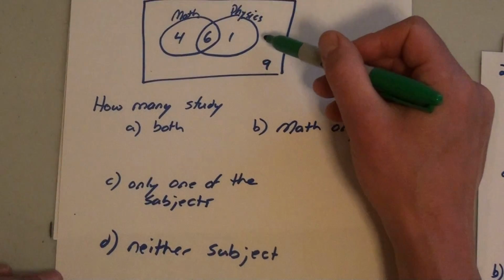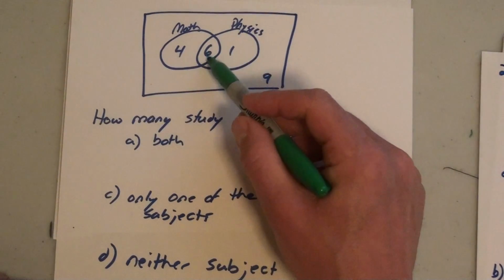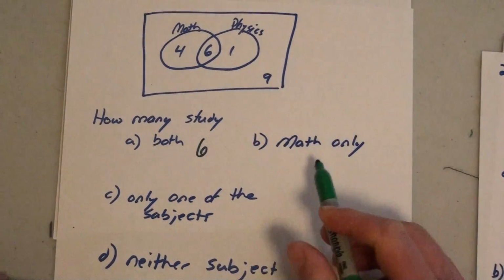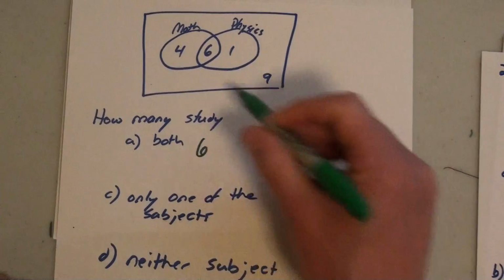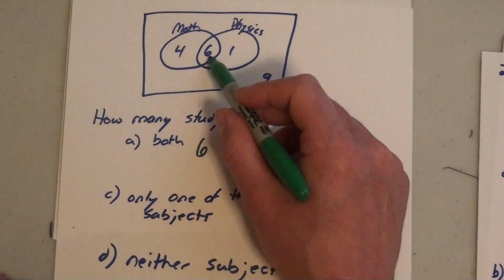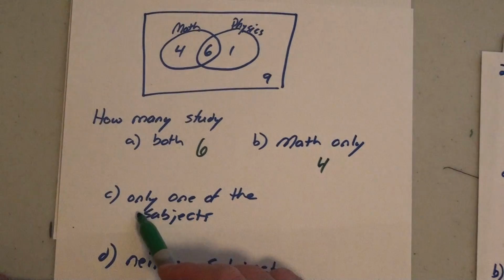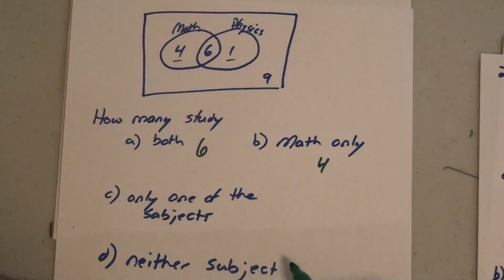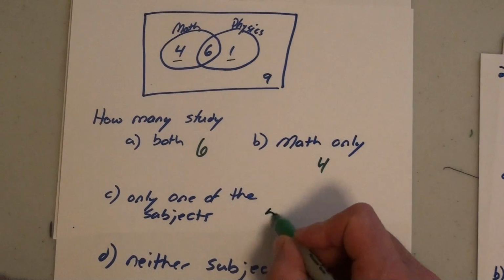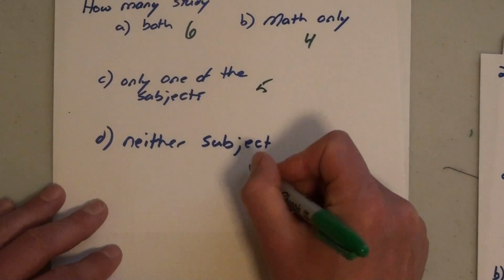Here's the same Venn diagram that I had before. How many students are studying both? Well, look at it. I have 6 that are studying both. How many are studying math only? Well, there's 4 in the only math circle. This 6 right here is also included in the physics circle. How many students are only studying one of the subjects? Well, I have 4, and I have 1 right there, so I have 5 that are only studying one of the subjects. How many are studying neither subject?